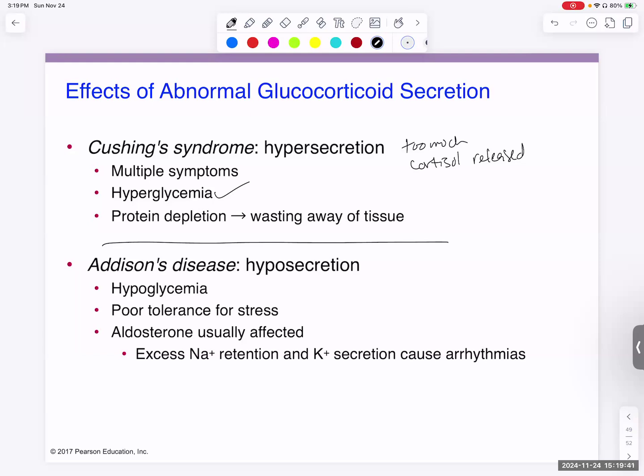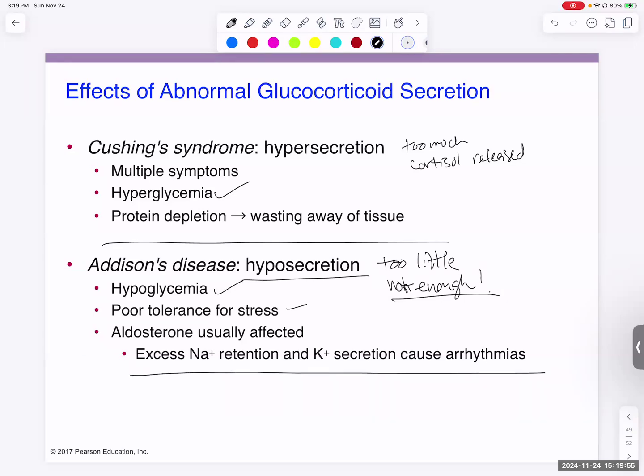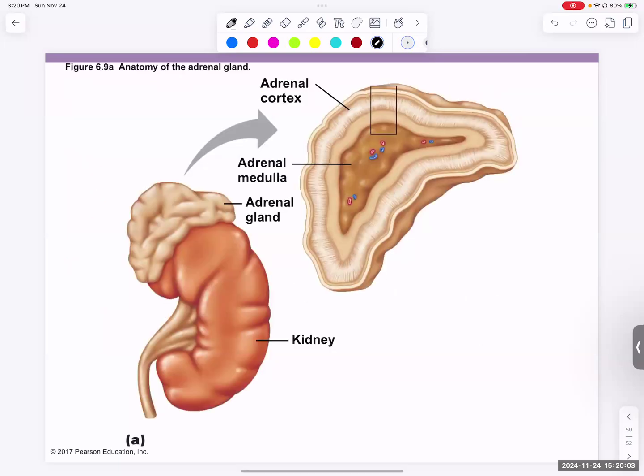Addison disease is hypo, so too little or not enough. And so you have hypoglycemia, poor tolerance to stress, excessive sodium retention, and potassium secretions cause arrhythmia in the heart, right? Not a good thing.